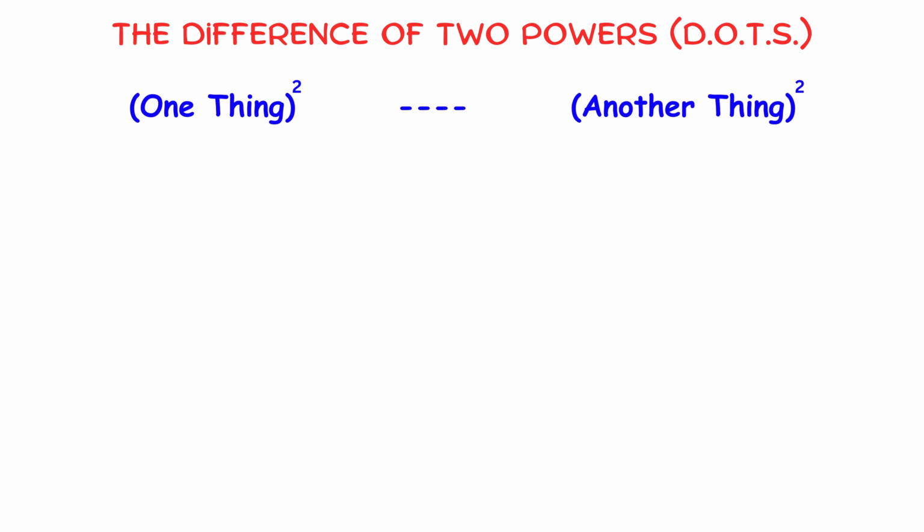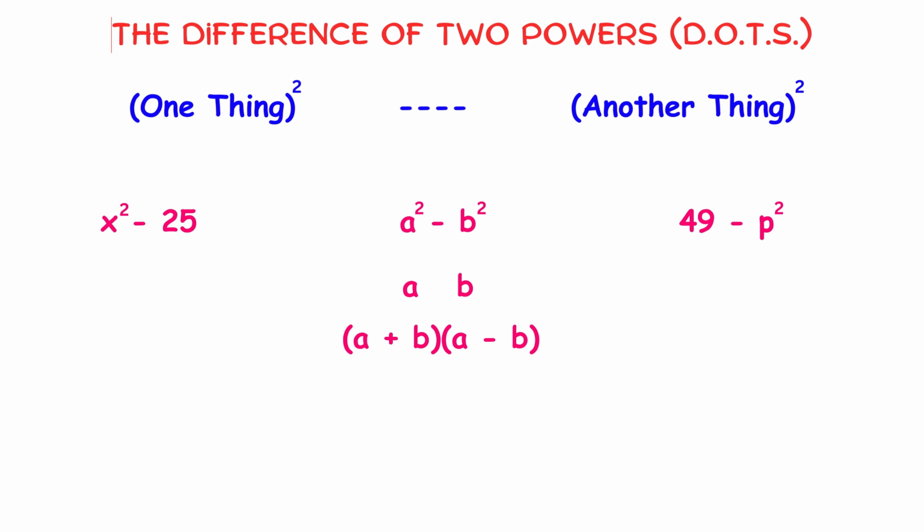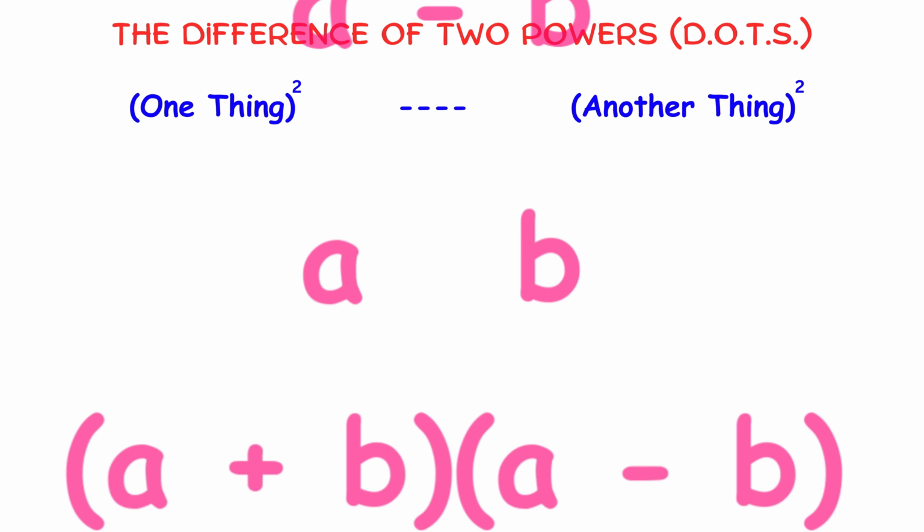So the expressions could look very different, like x squared minus 25 or 49 minus p squared. To factorize these expressions, all you need to do is figure out the two things that are being squared. So in our a squared minus b squared example, that would be a and b, and then we stick these into two sets of brackets, one where we add them together, so a plus b, and the other where we subtract them, so a minus b, and it's always the second thing that you subtract from the first. Now, this rule by itself might not make much sense, so let's have a go at these two questions now and see how it actually works.